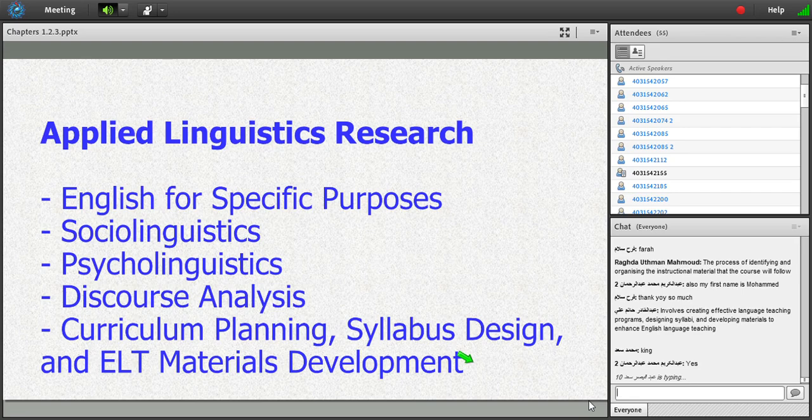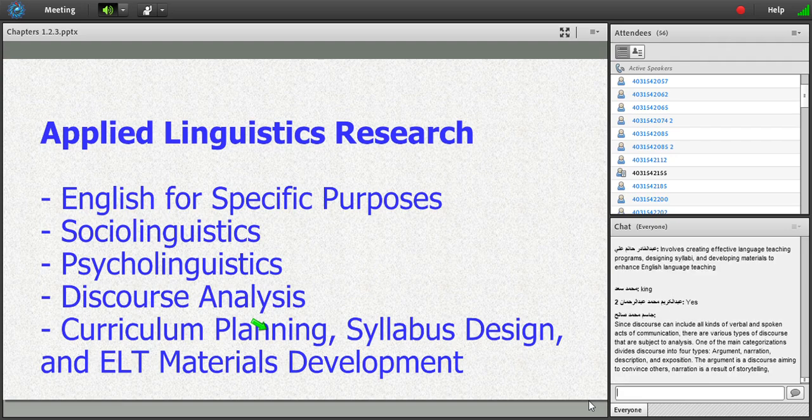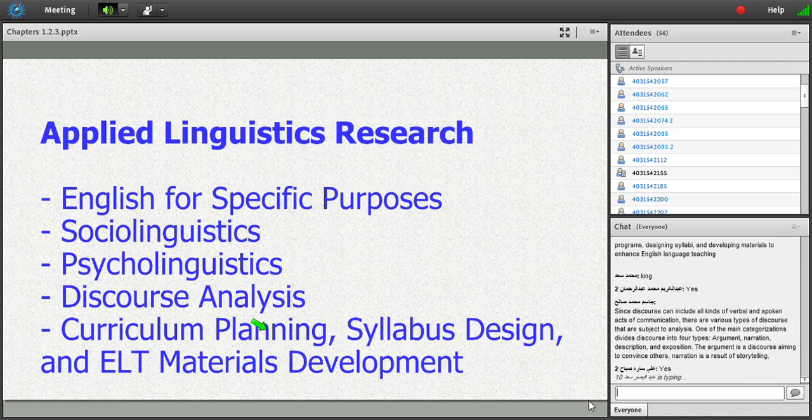So involves creating effective language teaching programs, designing syllabi, and developing materials to enhance English language teaching. That's right. Good. So when we say curriculum planning, it means identifying the needs of different groups of students and developing the courses for the students according to the needs that have been identified.